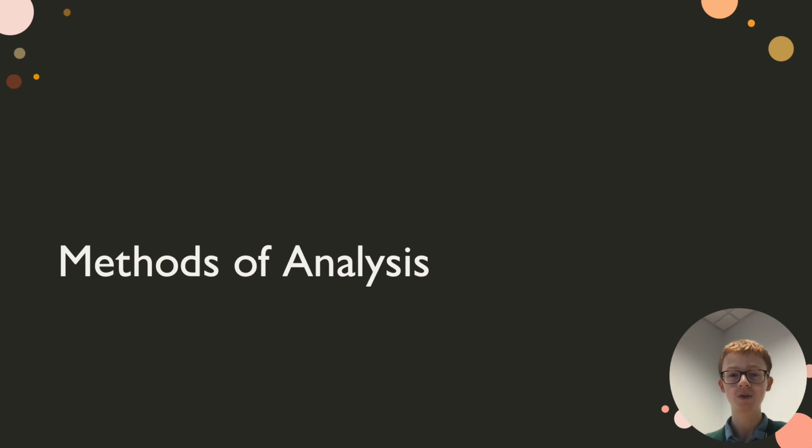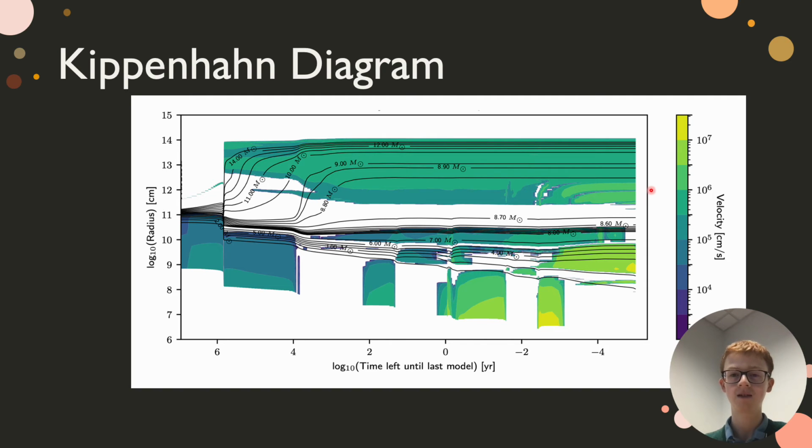In order to analyze these models, I used Kippenhahn diagrams. They're very important things. So this is just a mixing length theory model as an example, and you can see convective envelope and convective core regions. This is just convective velocity in the colours.